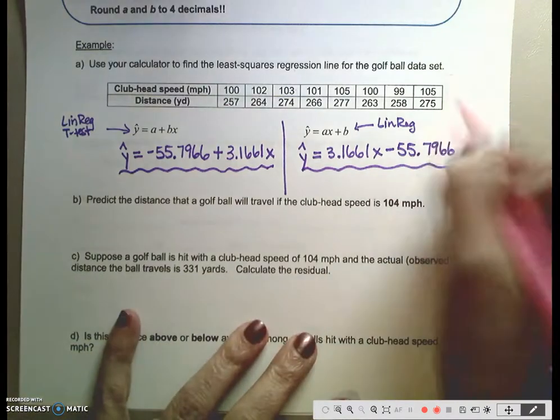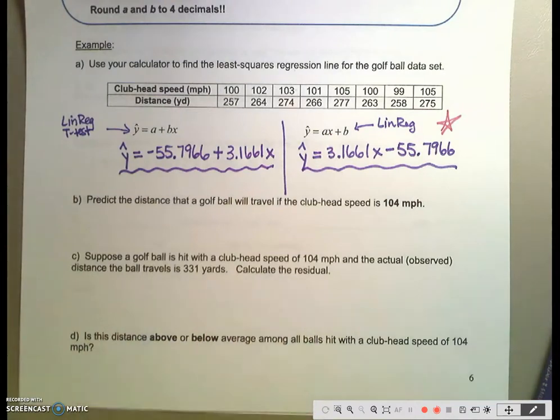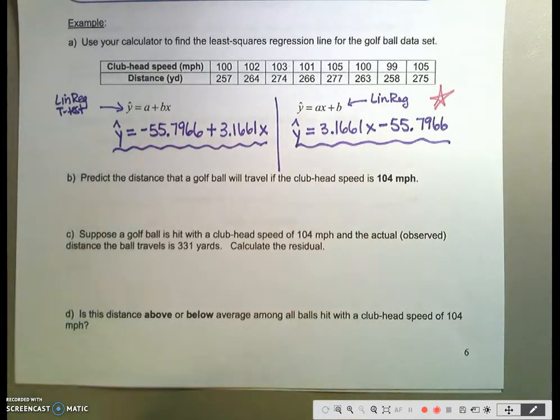I like this one better because it looks like MX plus B form, and I think that's going to be easier for you guys to work with. So that's going to be my suggestion. That's how I'm going to do it throughout the rest of the notes. Okay, so here's our prediction line. This is the one we're going to use.